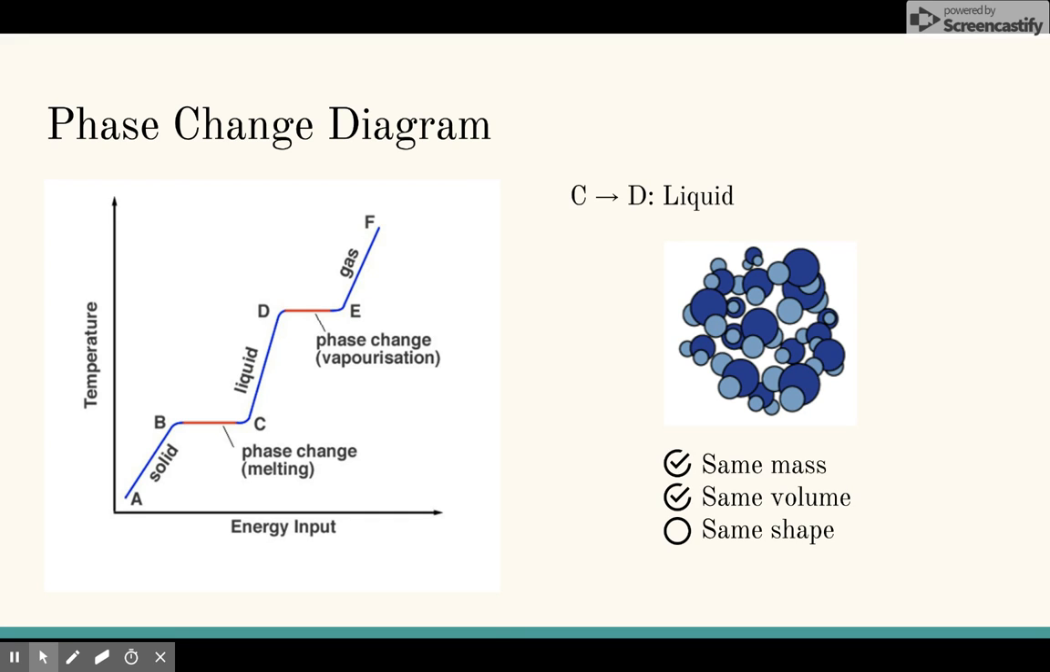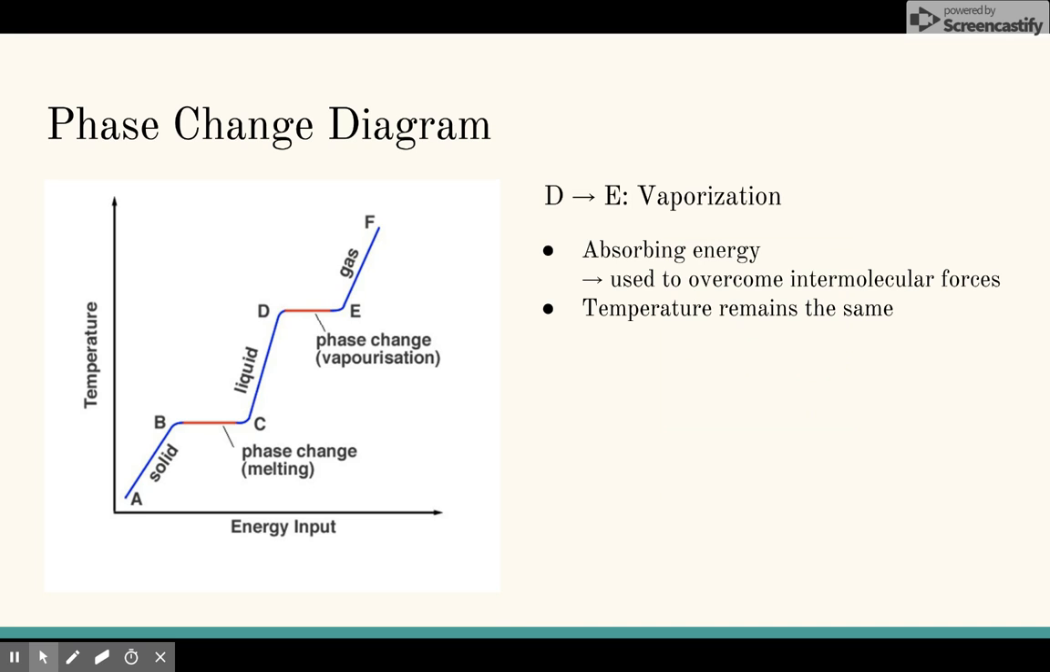From C to D, the matter is in its liquid phase. In a liquid, molecules are able to move around, meaning that unlike solids, liquids do not have a definite shape, although its mass and volume remain the same. From D to E, the matter is going through another phase change from liquid to gas, or vaporization.